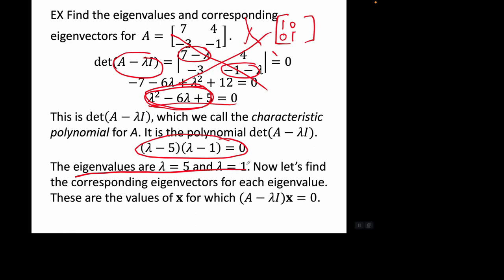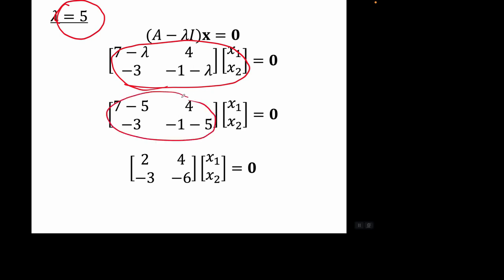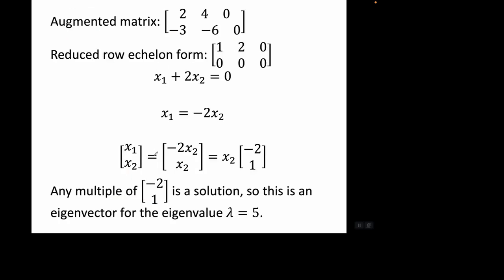Now let's find the corresponding eigenvectors for each eigenvalue. These are the values of x for which (A - λI)x equals 0. Let's go ahead and find those values of x. First, what happens when λ equals 5? Plug in λ = 5 into here, and we get this: [7 - 5, 4; -3, -1 - 5] times x equals 0. Simplifies to this. There's the augmented matrix.